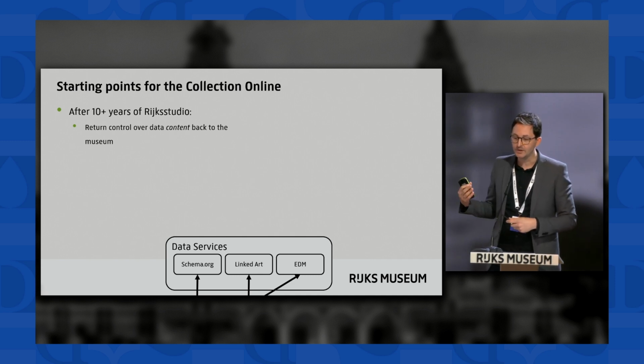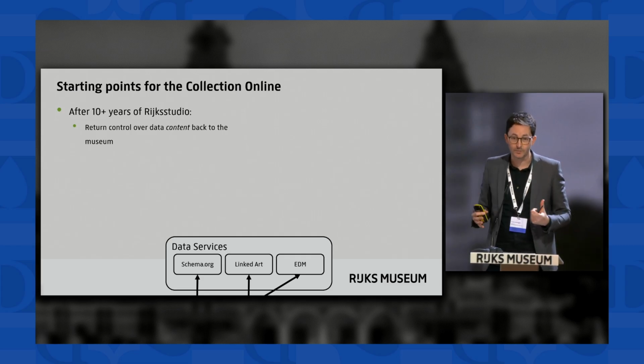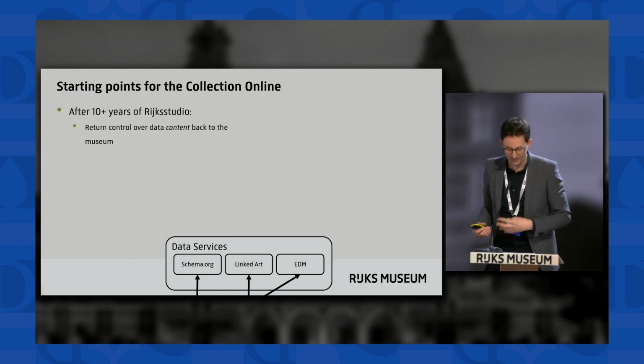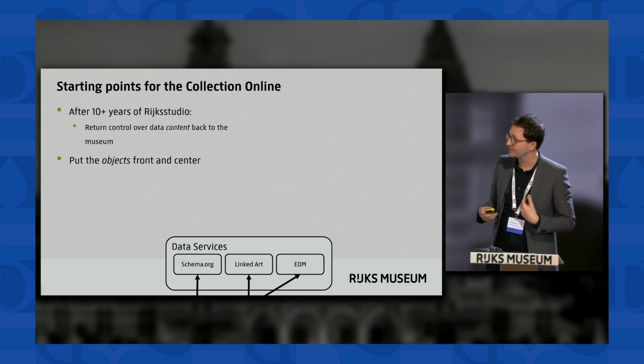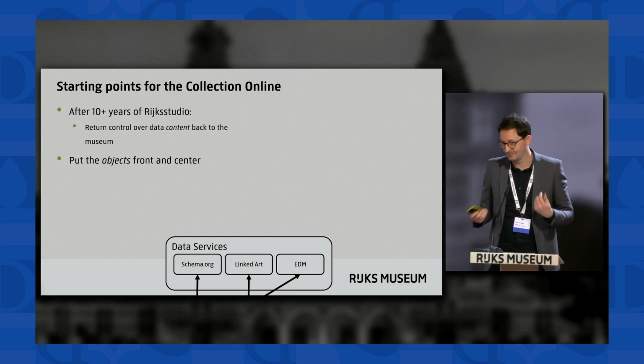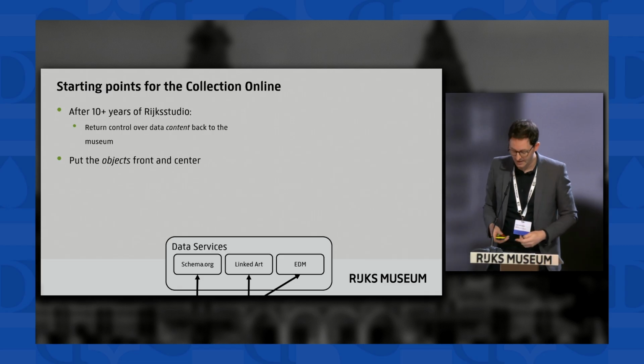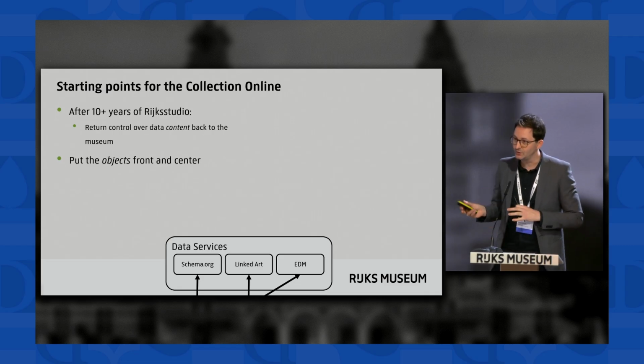So what we were really trying to do, connecting to the data services, is to make sure that the whole pipeline would be more transparent, and that there's not a single decision about the content of that data that is with us, the internet people. The second is that we really try to put the objects front and center. I can hear you ask, weren't objects front and center in Rijksstudio all these years? They definitely were. But there are two changes to that.